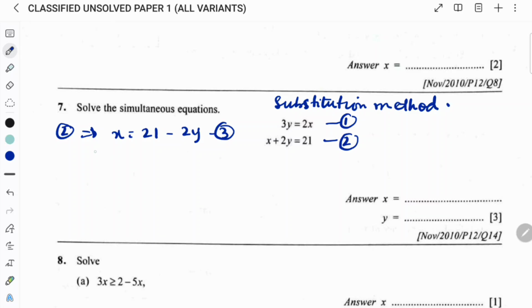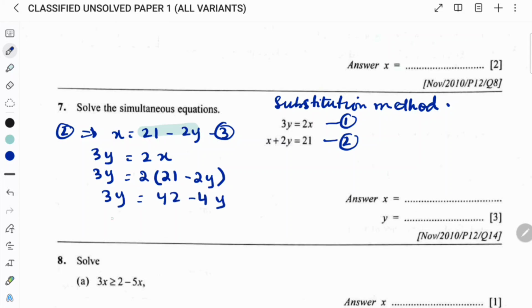Now the third equation has come out from the second equation. Put it into the first equation: 3y = 2 times x, where x is 21 minus 2y. So 3y = 42 minus 4y. Write the like terms together: 7y = 42. 7 times 6 is 42. So y = 42 over 7, which is y = 6.